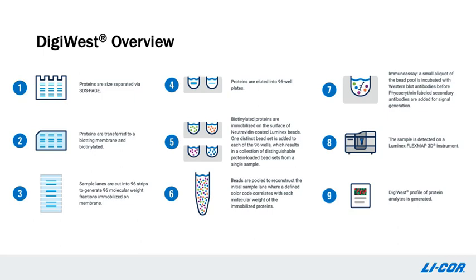A small aliquot of the bead pool is then incubated with Western blot primary antibodies before a PE-labeled secondary antibody is added for signal generation. The sample is detected on a Luminex instrument and a protein profile is generated.